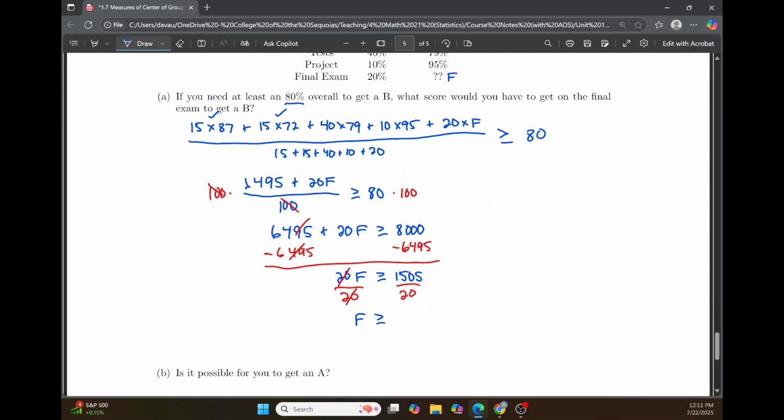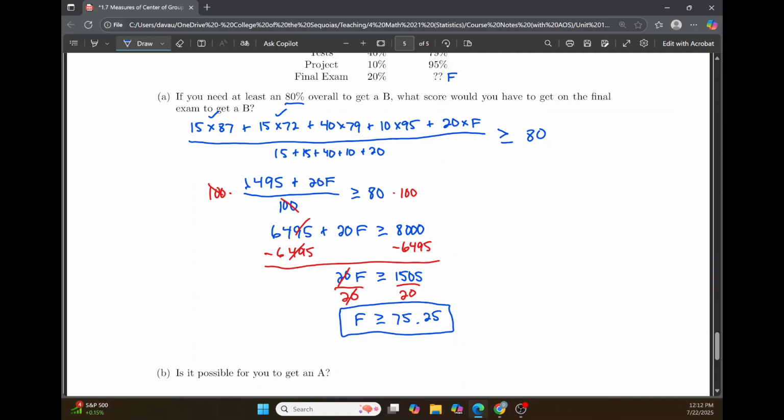So our final score needs to be greater than or equal to 1505 divided by 20, which comes out to 75.25. So if I want to get a B in the class, then I need to get at least a 75.25% on the final exam.